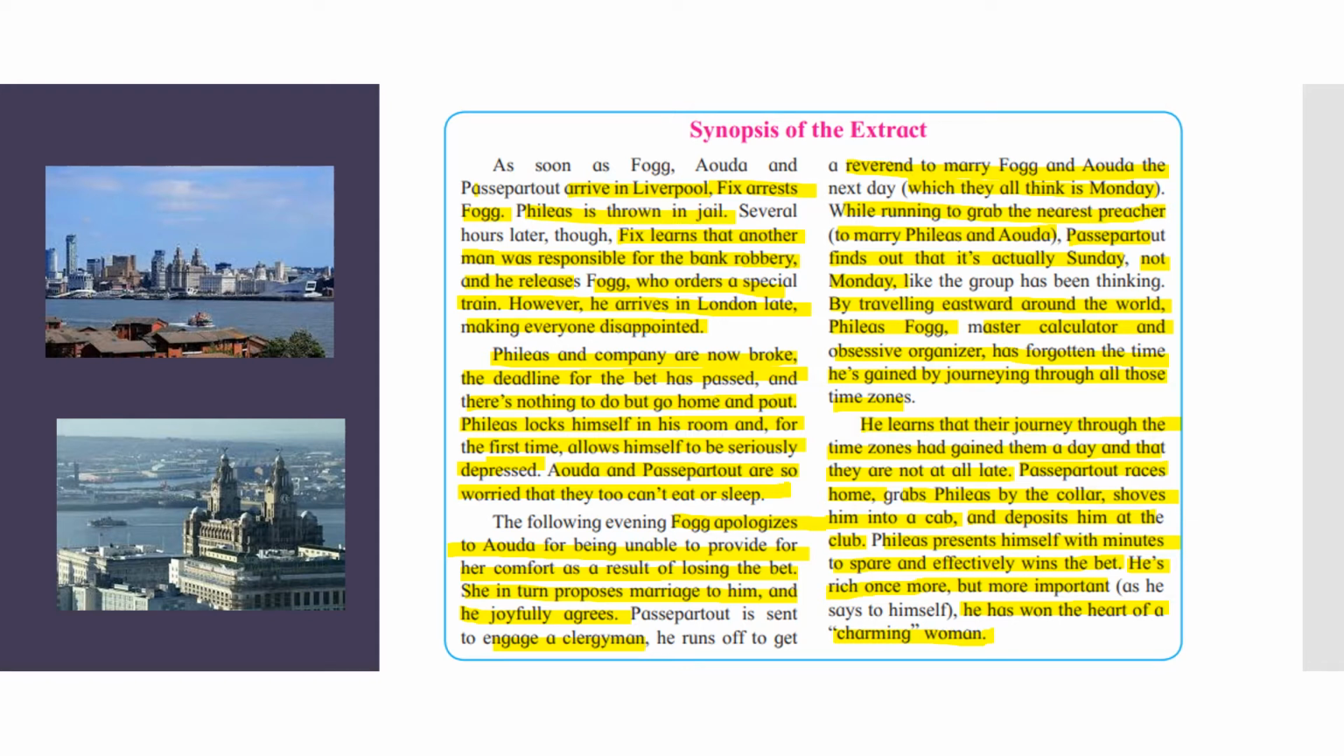Passepartout races home and grabs Fogg by the collar, shoves him into a cab and deposits him at the club. Fogg presents himself with minutes to spare and effectively wins the bet. He is rich once again, but most importantly, he has also won the heart of a charming, beautiful woman, Auda.